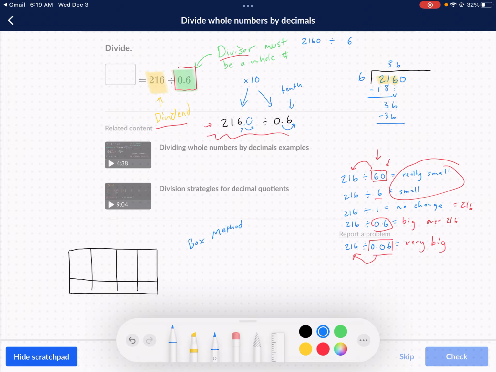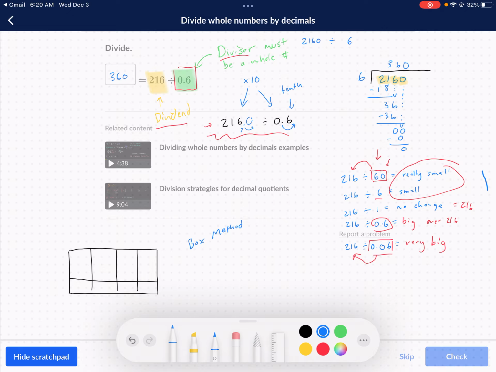So subtract 36 here, and I get 0. I've handled 2, 1, 6. I have to handle this last 0 by dropping it down. If I drop down a 0 next to 0, it doesn't change the value. 6 goes into 0 zero times. That's as close as I can get, and I get 0 as a remainder. With decimal division, you cannot have a remainder. So if I had a remainder here, I would put a decimal and drop down a 0 and just keep going until I have no remainder. But for now, we just have 360 as our answer.